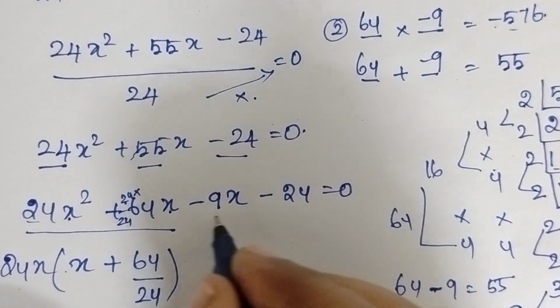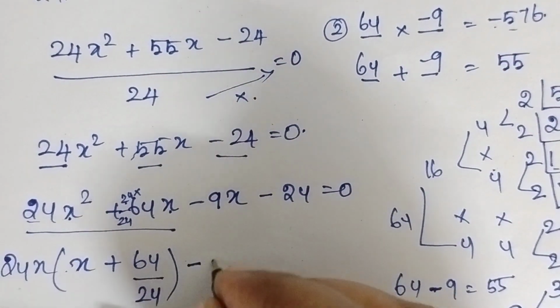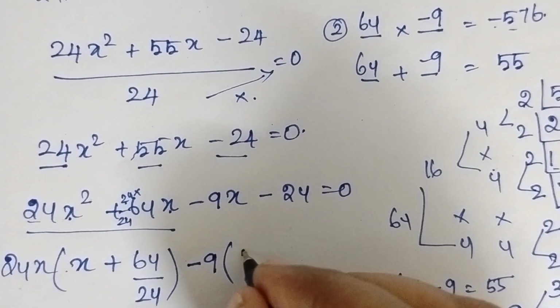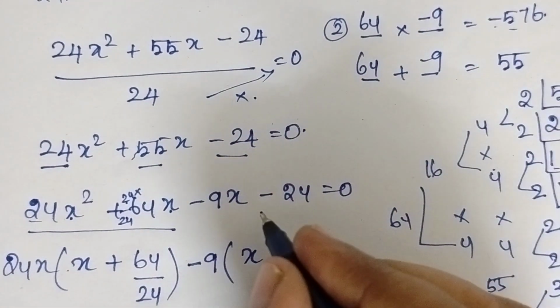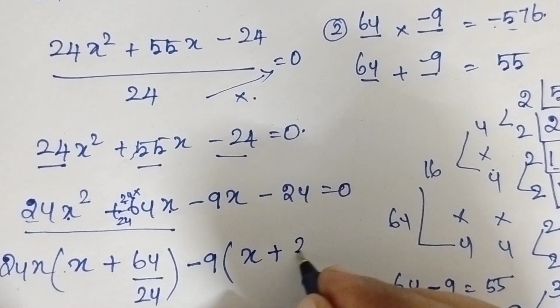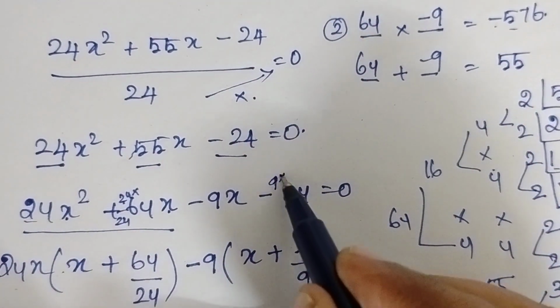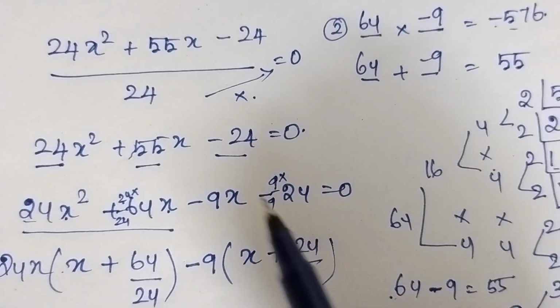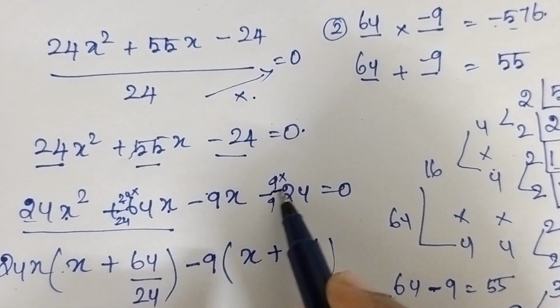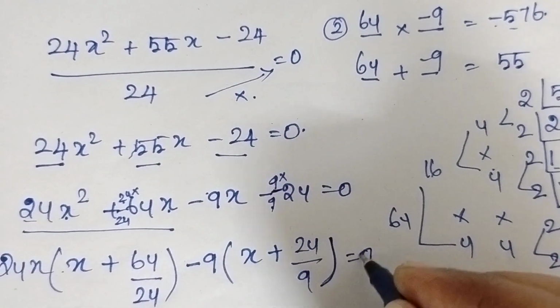Similarly, here there is no common term, so I'm going to take minus 9 out. The remaining is x. If I take that minus, here it becomes plus 24 divided by 9. So I'm going to assume 9 into, divided by 9. If I take 9 out, then in division 9 is there, no? So I'm going to write that. I think you are clear on that.